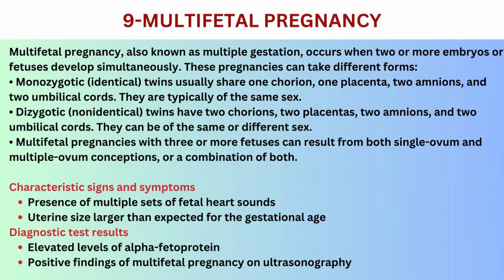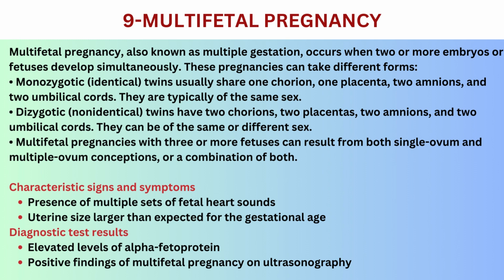The ninth disorder is multifetal pregnancy. Multifetal pregnancy, also known as multiple gestation, occurs when two or more embryos or fetuses develop simultaneously. This pregnancy can take different forms. Monozygotic, identical twins usually share one chorion, one placenta, two amnions, and two umbilical cords. They are typically of the same sex. Dizygotic, non-identical twins have two chorions, two placentas, two amnions, and two umbilical cords. They can be of the same or different sex.